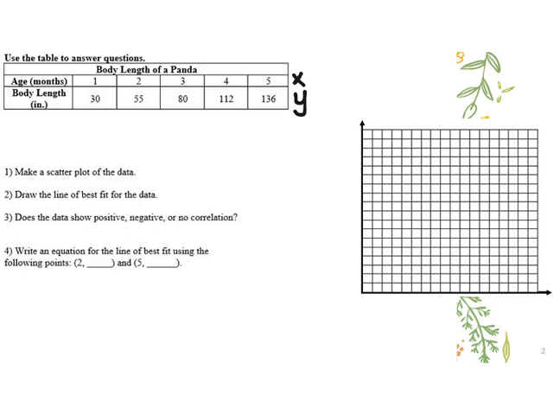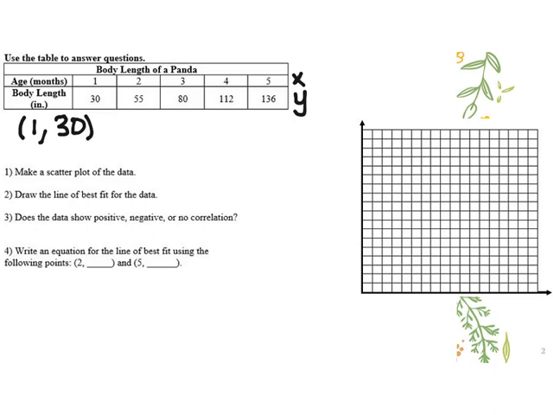So as you can see here, the age is our X and the body length in inches is our Y, so the first point that we plot would be 1, 30. I just want to review that with you guys so that we can go over here to our graph and actually create a scatter plot.